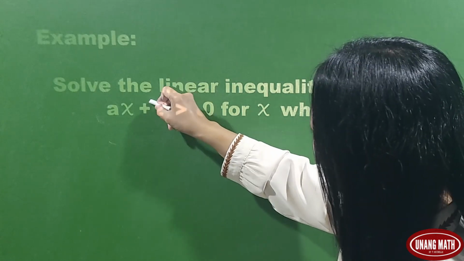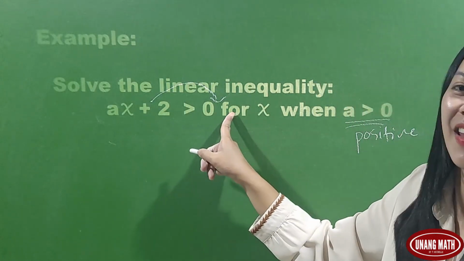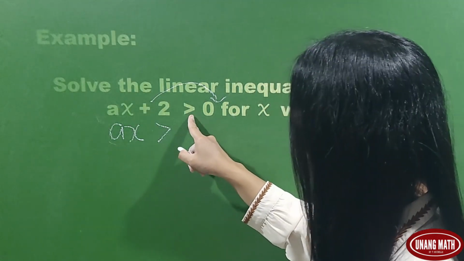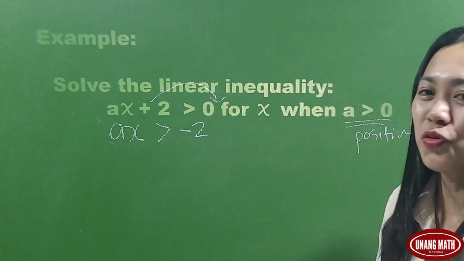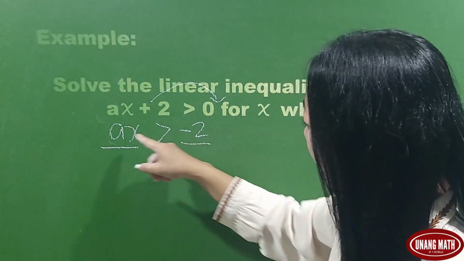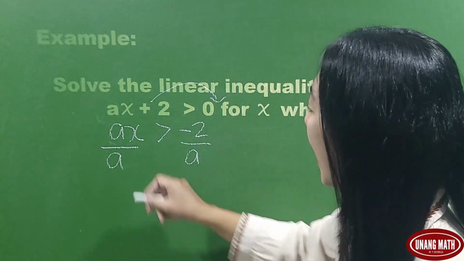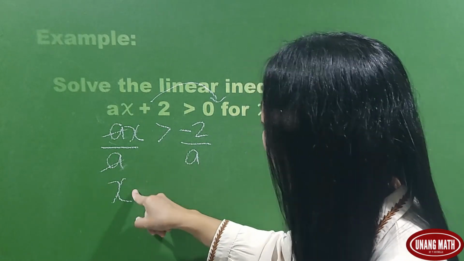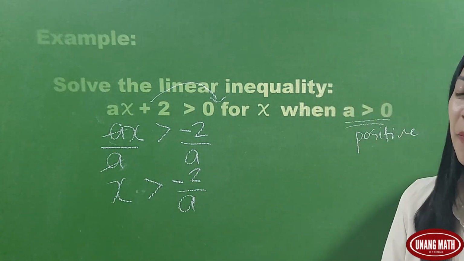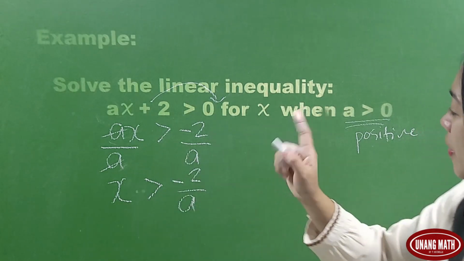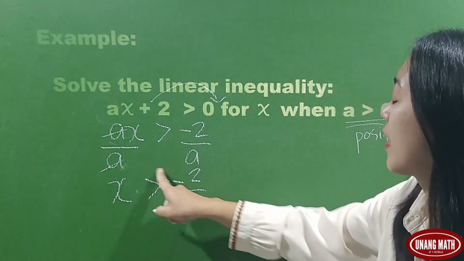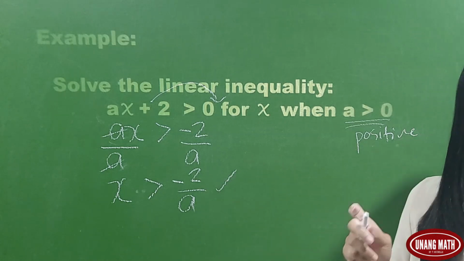First, we have to transpose 2 to the right side of this inequality. So we only have ax on this side. This is greater than negative 2. And since we're looking for x, we will be dividing both sides of this inequality by a. And if we simplify, x is greater than negative 2 over a. Our symbol will not change because the value of a is a positive number. So this is x is greater than negative 2 over a.